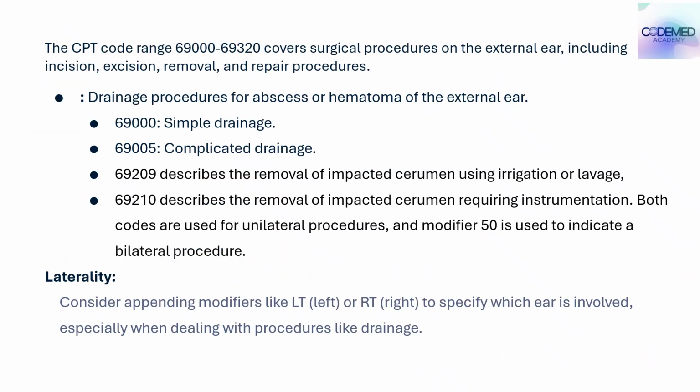If you look at the code range, it is also divided into surgical procedures on the external ear, middle ear, and inner ear. So let's begin with the external ear. It mainly includes incision, excision, removal, and repair procedures. Like you will have simple drainage versus complicated drainage, and even the removal of cerumen. Cerumen is nothing but ear wax, and when you are removing it, you either use simple irrigation or the lavage method, or sometimes you have to use instrumentation to remove the impacted cerumen. Depending upon that, we will use the code.